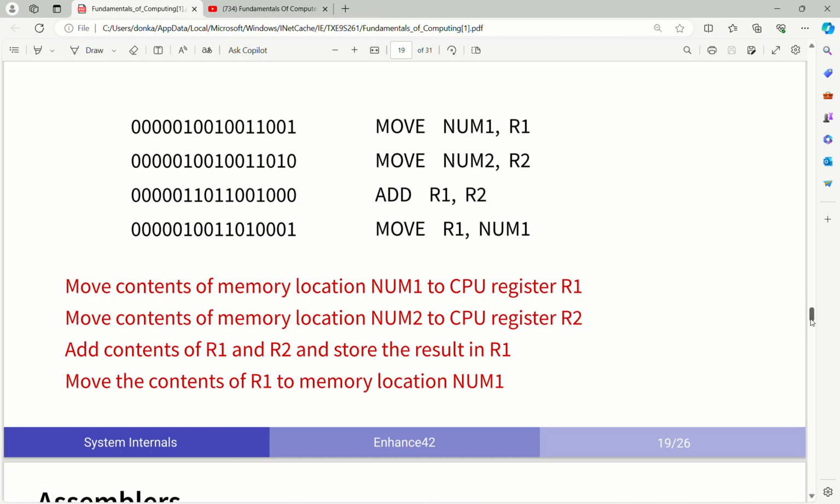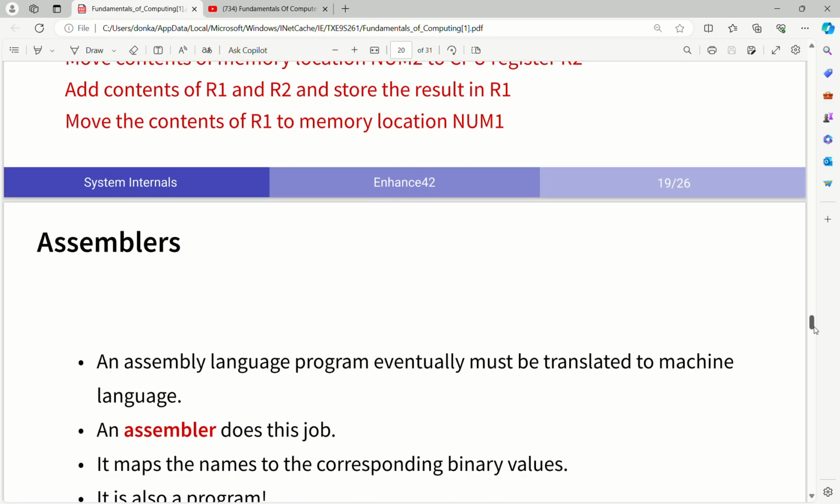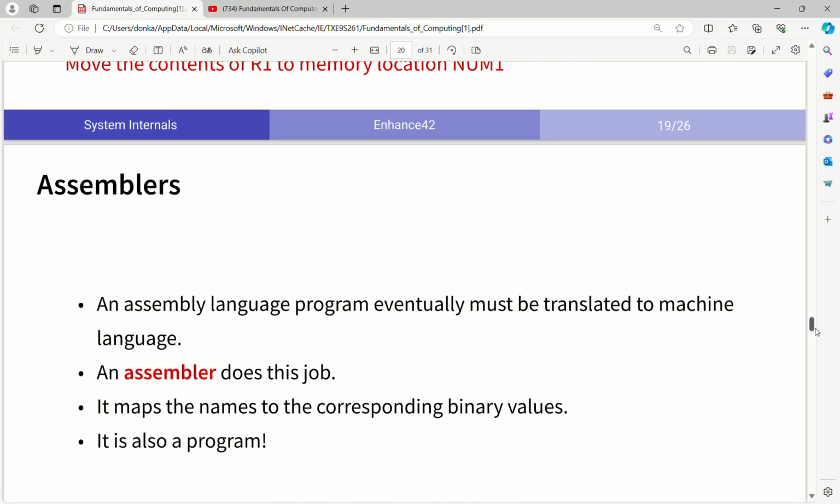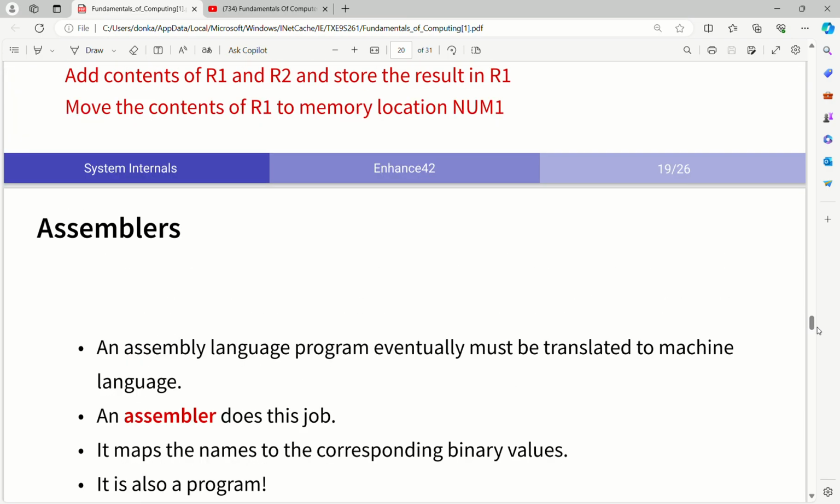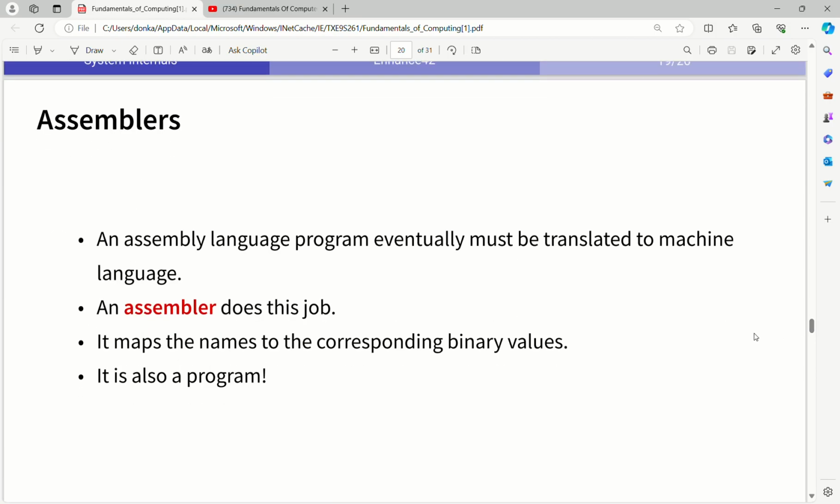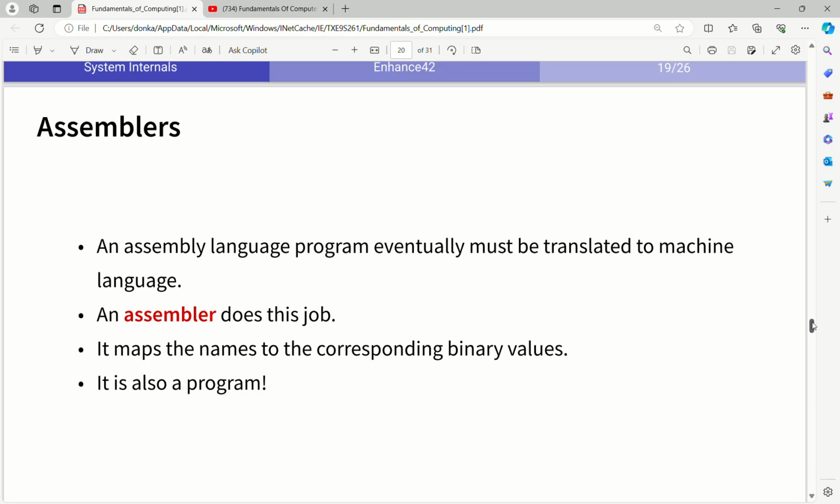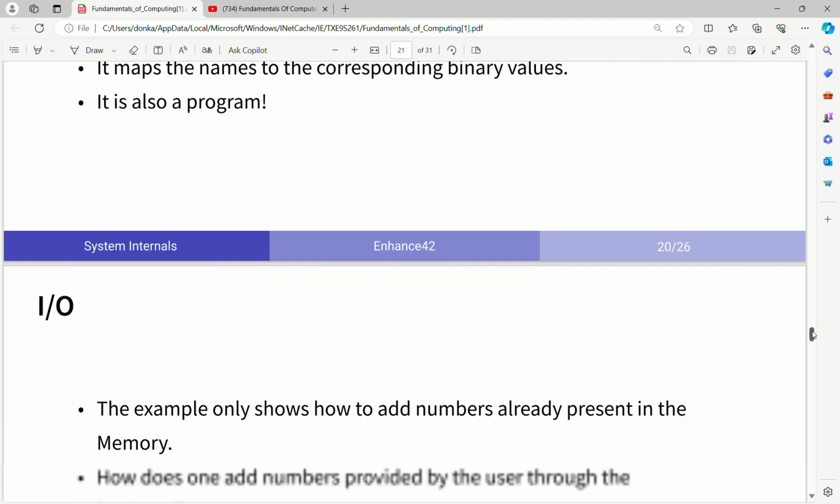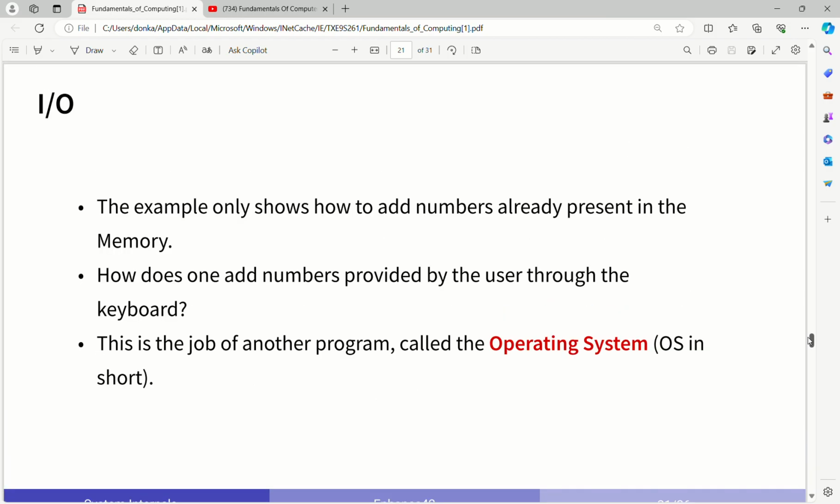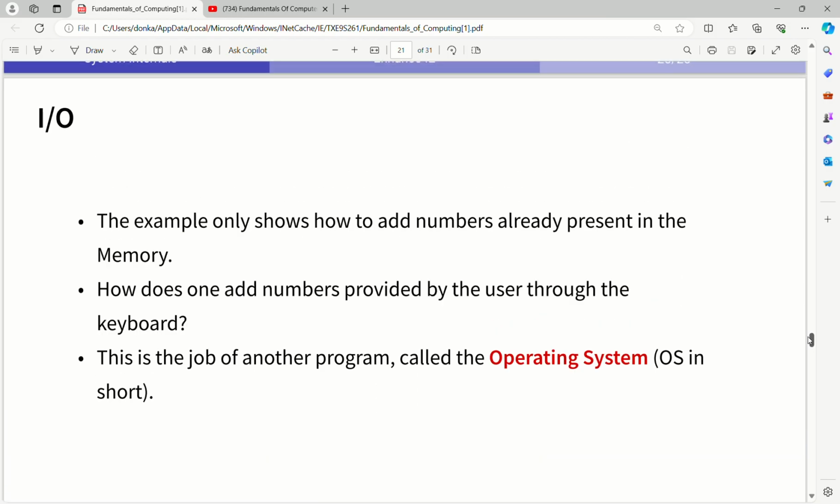And after that we go to the slide on assemblers. It is a language translator. An assembly language program eventually must be translated to machine language. It is also a program. An assembler does this job. It maps the names to the corresponding binary values. And after that it will convert the assembly language to machine language, because machine language is very difficult to understand. It is very easy for computers, but for humans it is not an easy task.